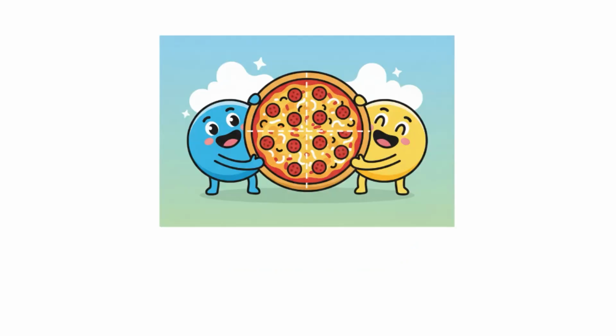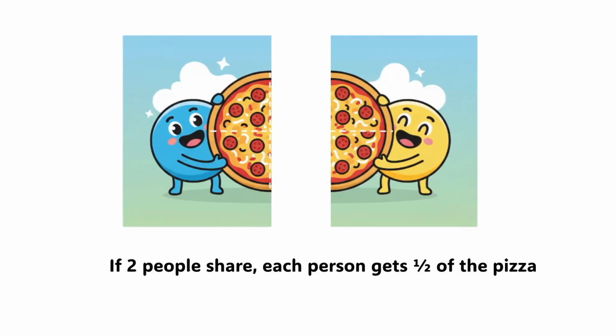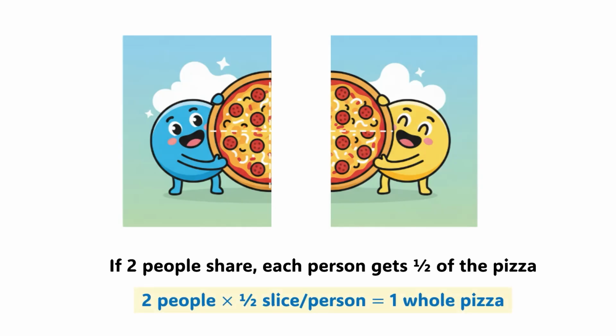Let's start simple. Your best friend shows up. So now there are two of you. You decide to be fair and split the pizza right down the middle. So two people share and each person gets one half of the pizza. Simple? Let's look at the math. Two people times one half of pizza each equals one whole pizza.